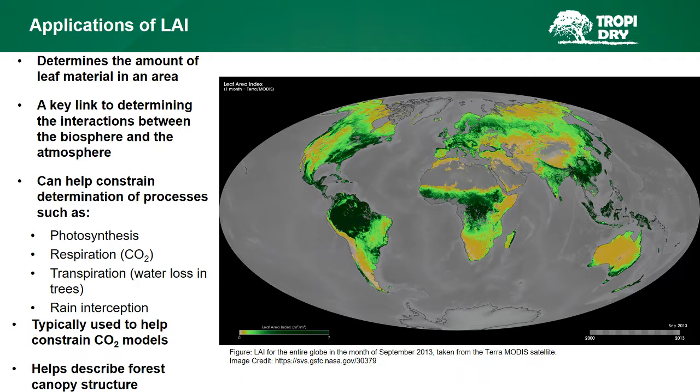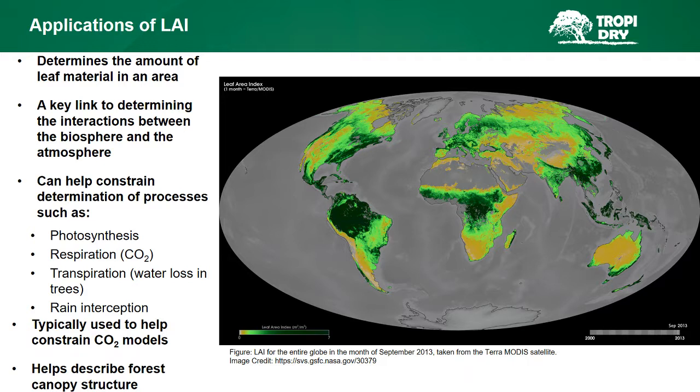For example, with the Amazon rainforest here, we all know that it is a big sequester of carbon in the atmosphere, but knowing the leaf area index of this region can really help constrain our models, being able to give us a more realistic view of how much carbon the rainforest is sequestering, or even how much carbon the rainforest might be releasing if it's in a stressful state or situation. And so it's typically used to help constrain CO2 models. That's the main use of LAI right now.